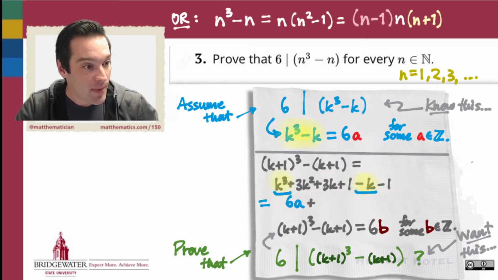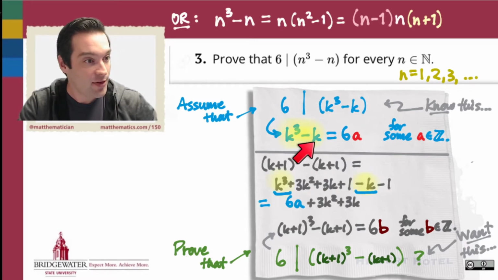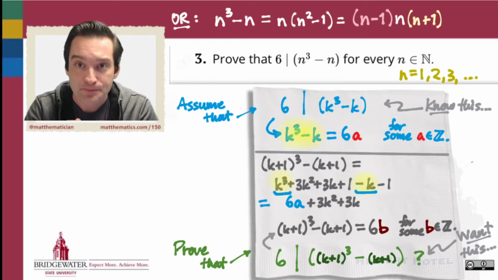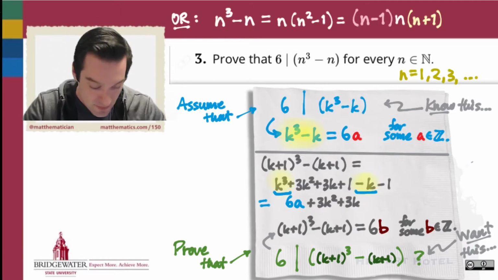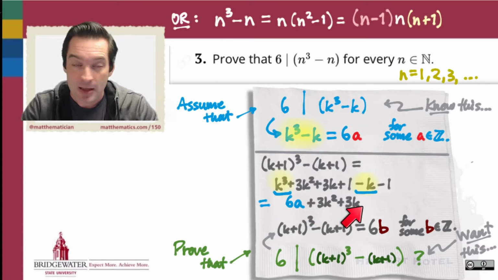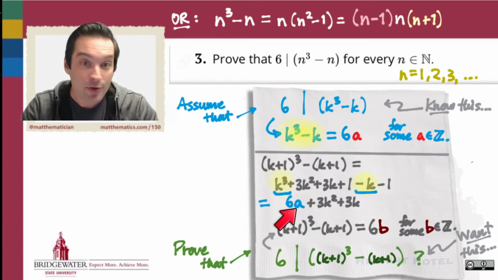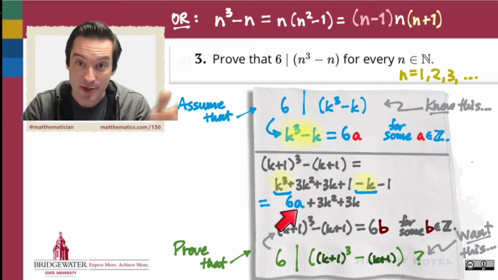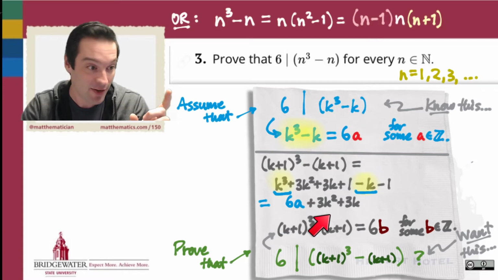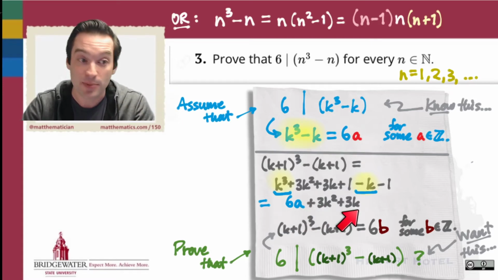So the k^3 and the minus k, we can use our inductive hypothesis to replace by 6a, where a is some integer. So I have 6a plus 3k^2 plus 3k. We're trying to show that this quantity is a multiple of 6. And so I'm not worried about this first term. This first term is 6 times an integer, so I already know that that first term is a multiple of 6. So that's not going to be the problem child here. The problem child is going to be 3k^2 plus 3k.